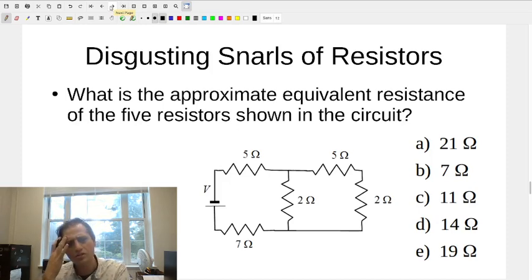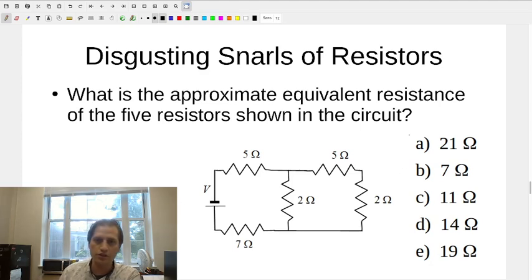Okay, so far so good. Now let's try to think it through and see if we can do problems where it's not so clear whether our circuit is a series circuit or a parallel circuit. So this circuit that I'm showing you in this picture seems to have a combination of the two. And so this would be a nice tester quiz question where it says, what is the approximate equivalent resistance of the 5 resistors shown in the circuit?